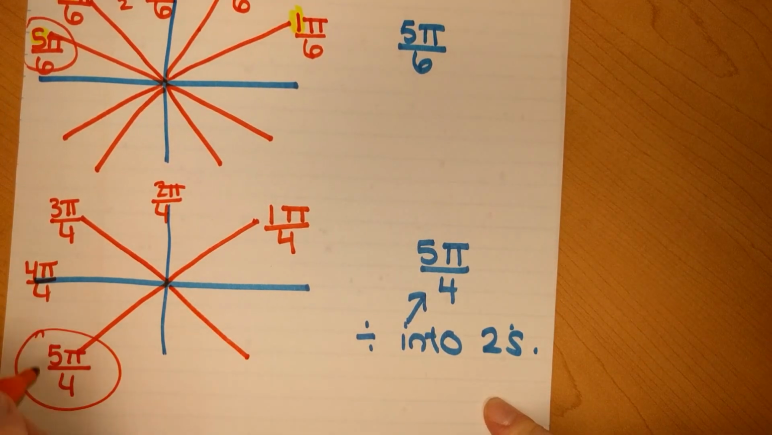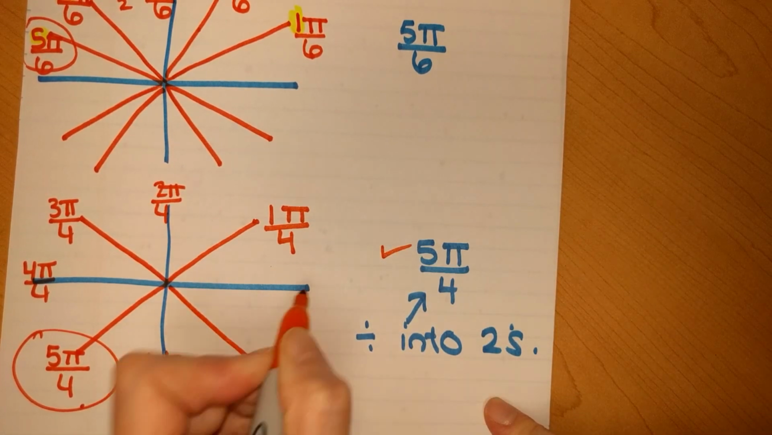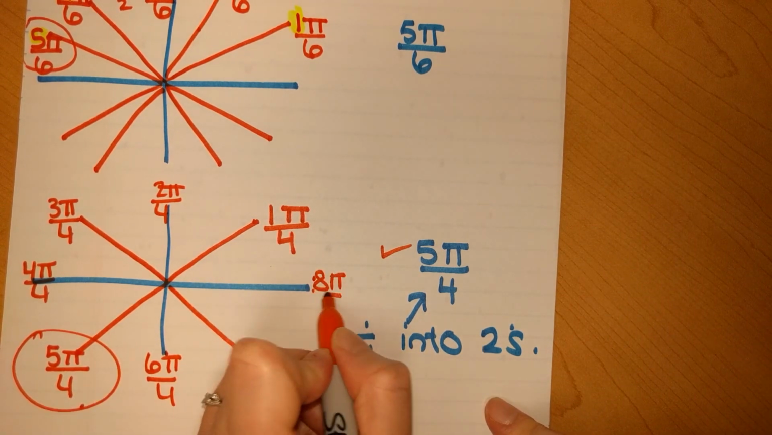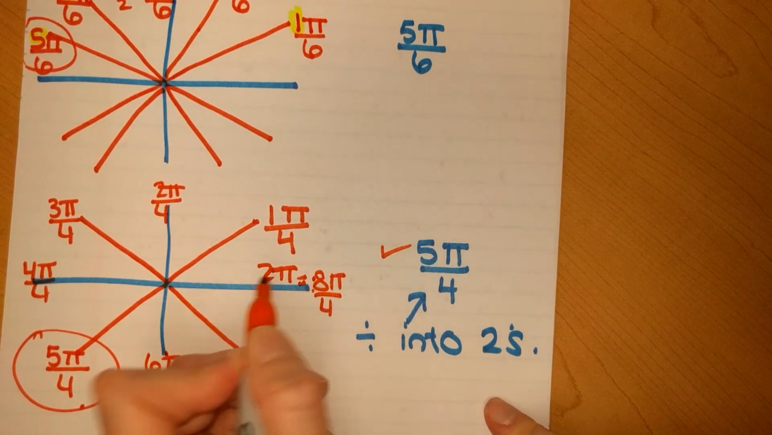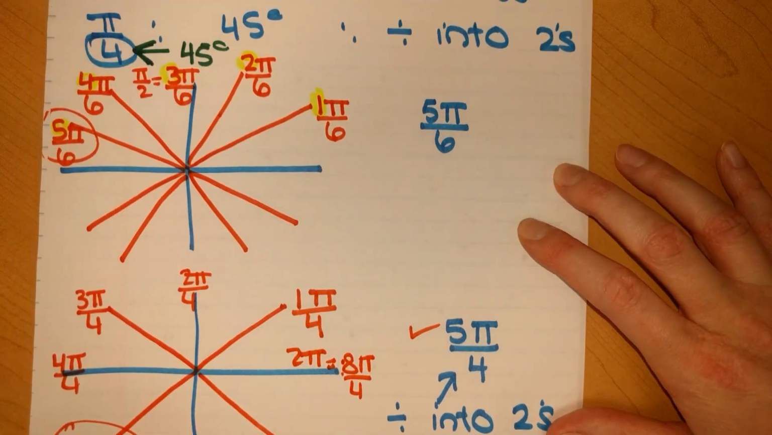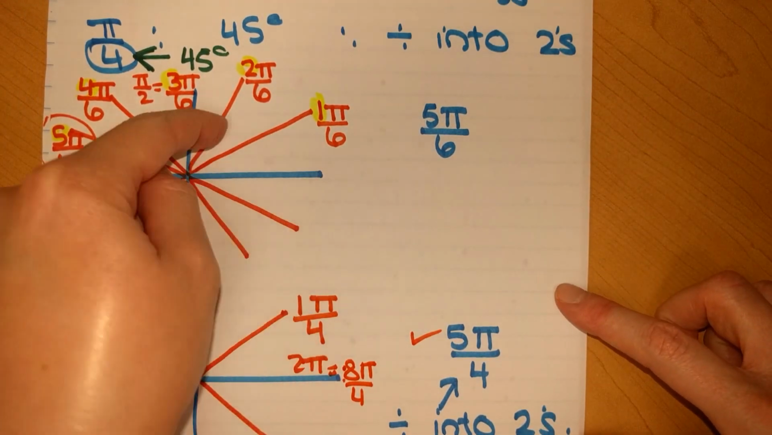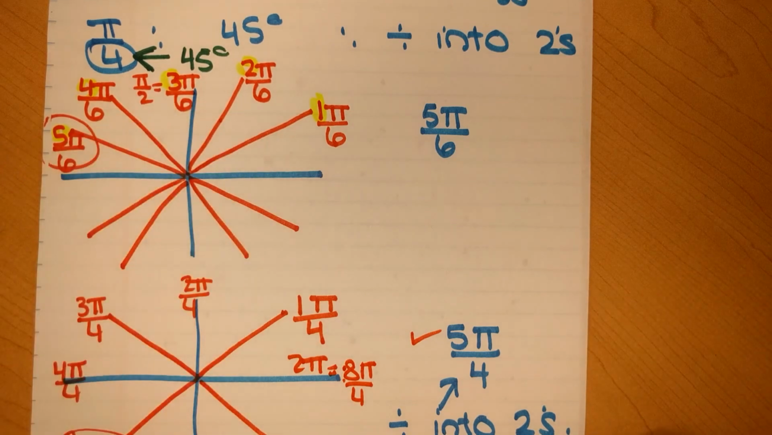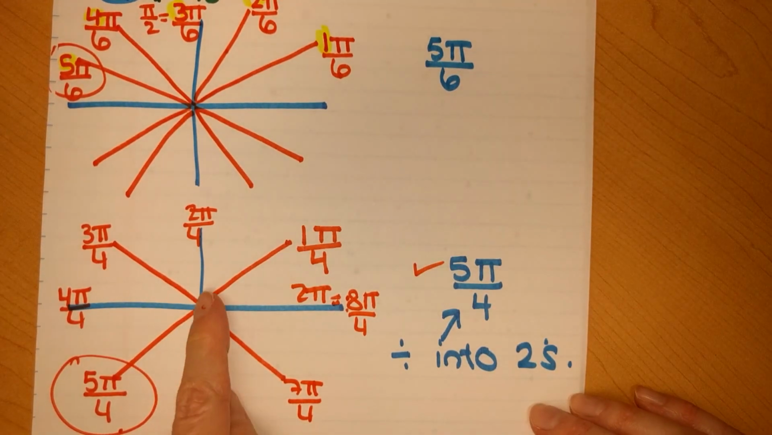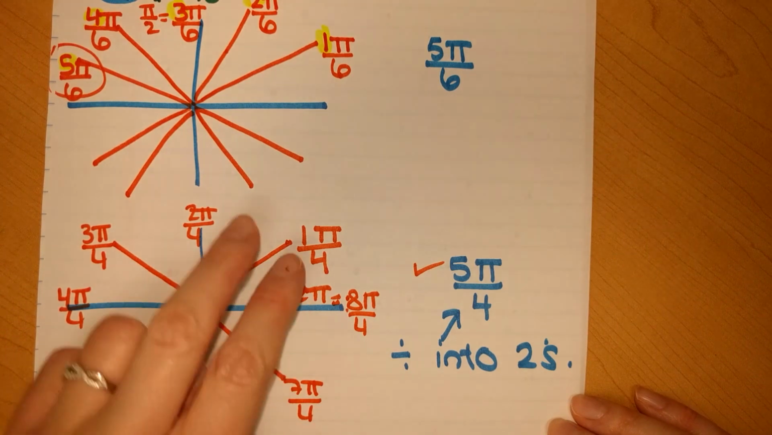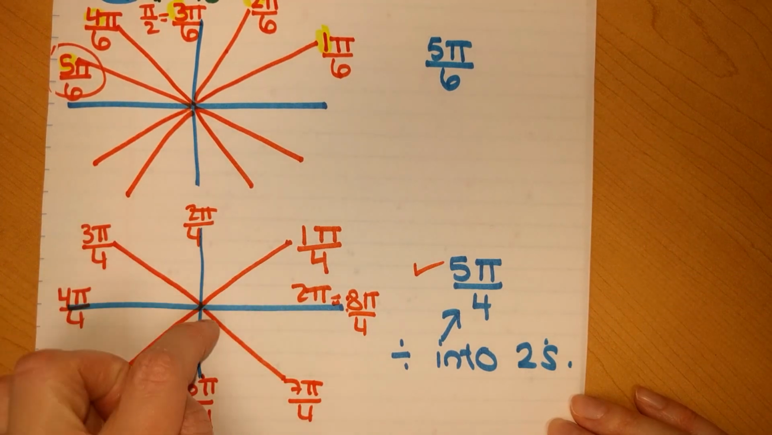And so once I get to 5 pi over 4, I'm good, but I could continue on. I could say it's 6 pi over 4, 7 pi over 4, and then 8 pi over 4 or 2 pi. Okay? So the idea is that if I want to divide into 30, 60, 90, I'll divide into threes for each of the quadrants. And if I want a 45 degree angle, I'm going to divide each quadrant into twos, with 1 line for the quadrant.